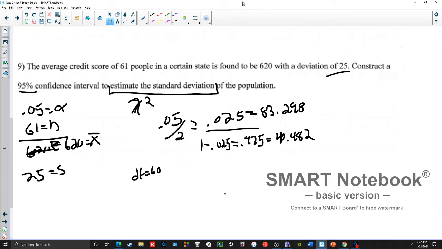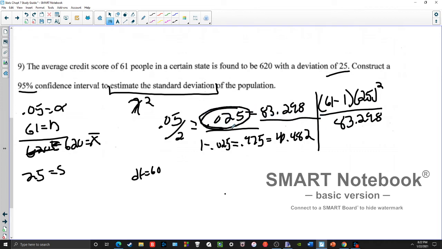Now this one you cannot do a plus or minus with. There's no plus or minus for a standard deviation estimator because it's not really in the middle. The way you figure it out is you would do n minus 1 times your standard deviation squared, and then divided by your critical value. In this case, the critical value of the lower end, which is 83.298. What I mean by lower end, I don't mean a small number. I mean this corresponds to the lower end of the chart there because it's 0.025's number, whereas this corresponds with the higher end. So that would be your bounds there.